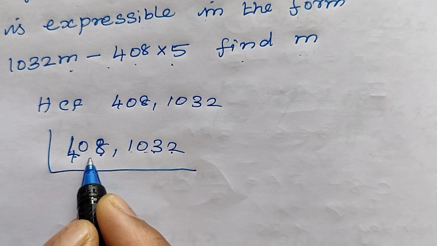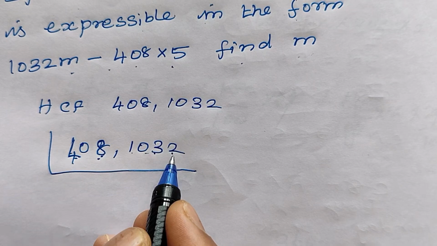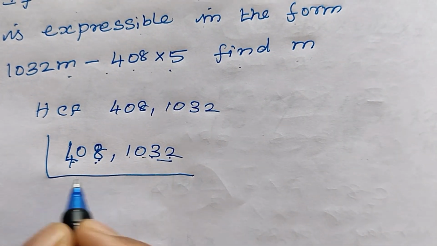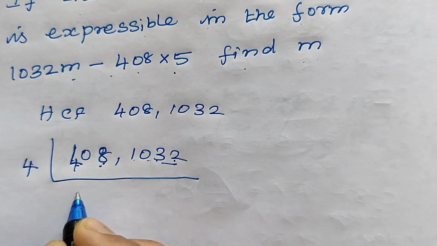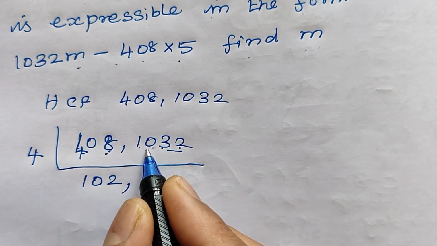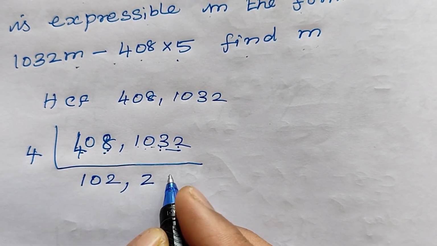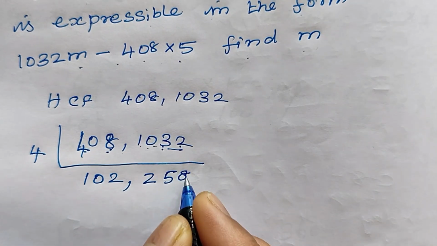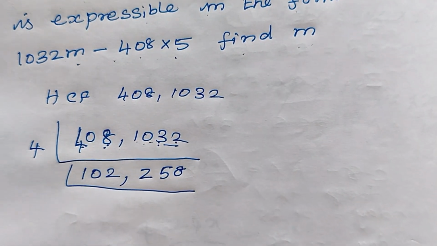Then the last digit: 8 is divisible by 4. Then 32 is divisible by 4. Therefore 1032 is divisible by 4. So 2 4s are 8, then 23. Then 5 4s are 20, 8 4s are 32.